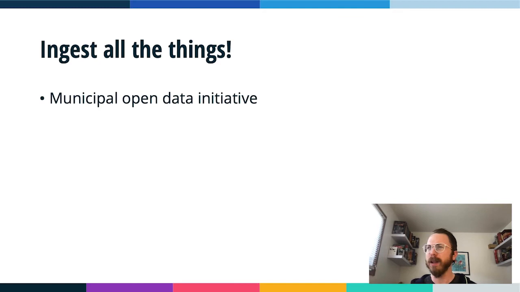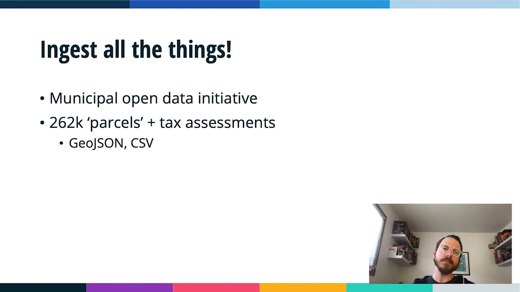Edmonton actually has a very extensive municipal open data initiative where anything that the city does is collected and then posted online for others to consume. So that makes this really interesting for a person who's a data geek like myself. So I took 262,000 parcels. These are GeoJSON representations of all the lots in the city, the legal lots in the city, and then a similar number of all the tax assessments. These are how much taxes are paid for individual lots.